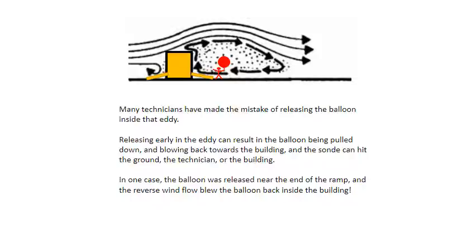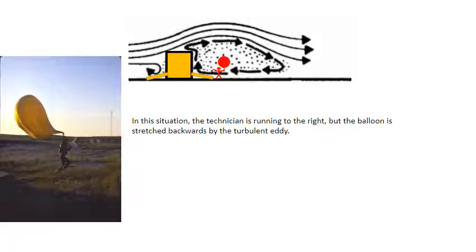Many technicians have made the mistake of releasing the balloon inside the eddy. Releasing early in the eddy can result in the balloon being pulled down and blowing back towards the building, and the sonde can hit the ground, the technician, or the building. In one case, the balloon was released near the end of the ramp, and the reversed wind flow blew the balloon back inside the building. In this situation, the technician is running to the right, but the balloon is stretched backwards by the turbulent eddy.